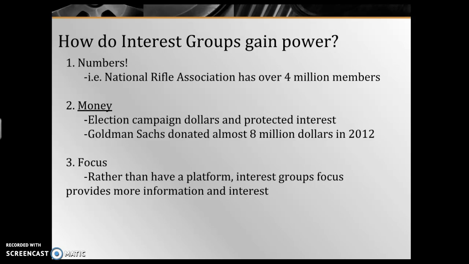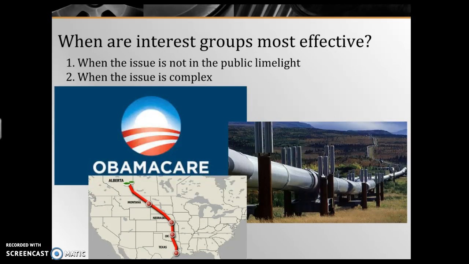They also provide focus, right? When people care about an issue, it's easier for you to care about an issue and join a group that provides information to what you're talking about and what you believe in. They provide focus to people. The three big ways they gain power.